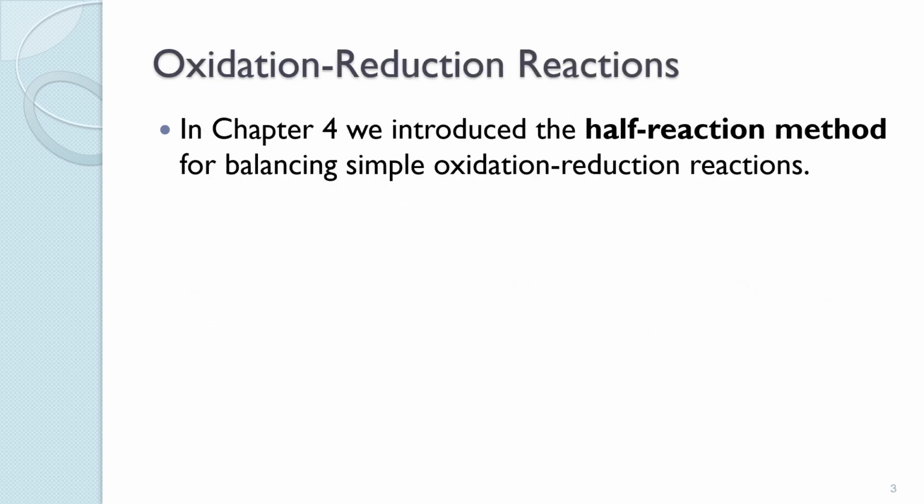All right, so we're going to start first with a little bit of a review of Chapter 4. We talked briefly in Chapter 4 about oxidation reduction reactions, and we took some very simple oxidation reduction reactions and broke them apart into their half reactions. The main reason you have to do that is because the number of electrons has to be balanced.